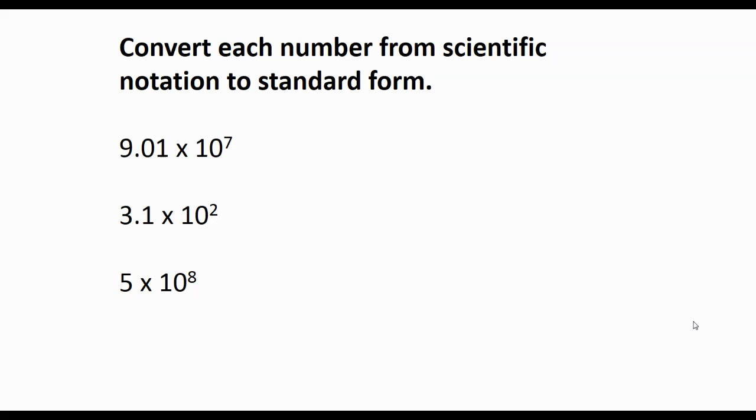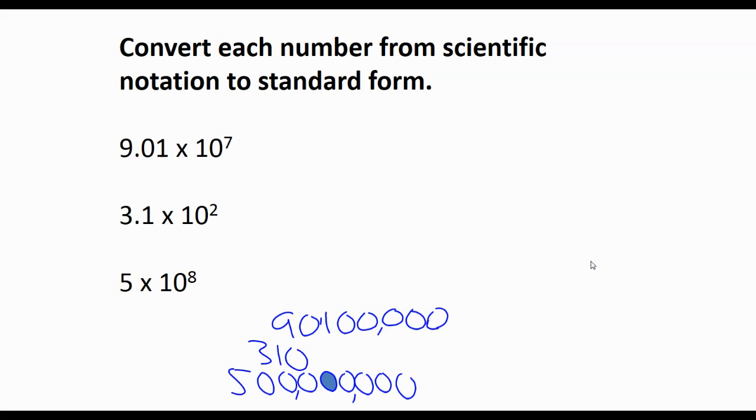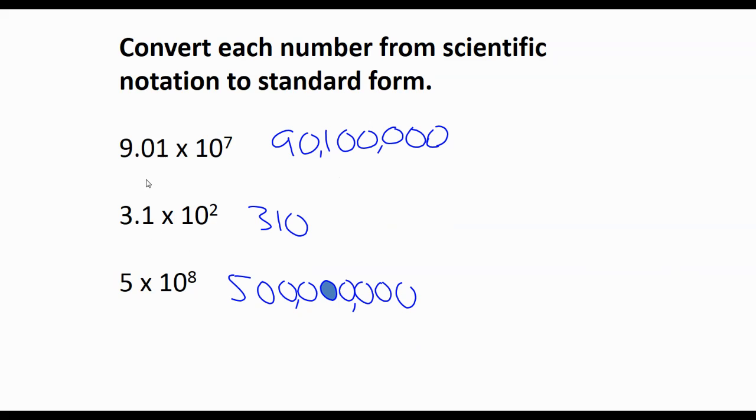Okay, I'm going to post the 3 answers now. There they are. So the first one, you had to move it 7 places, and you end up with 5 zeros after the 901. When I put in my commas, it's 90,100,000. For the second one, I only had to move it 2 places. So I ended up only adding 1 zero, and it ended up just being 310.